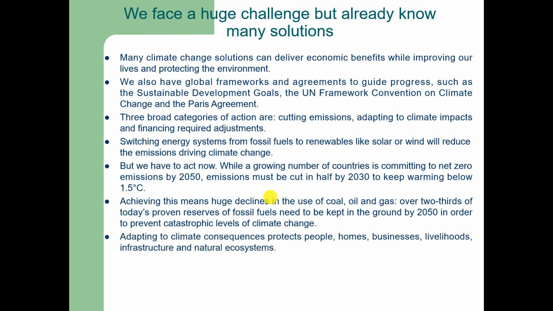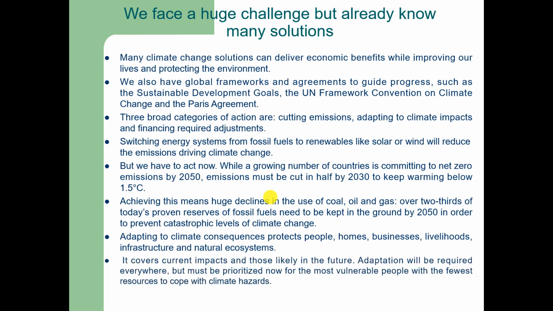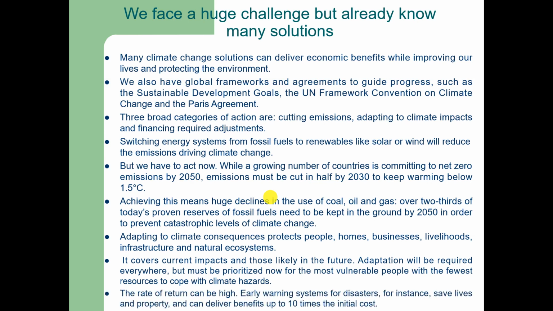Adapting to climate consequences protects people, homes, businesses, livelihoods, infrastructure, and natural ecosystems. It covers current impacts and those likely in the future. Adaptation will be required everywhere but must be prioritized now for the most vulnerable people with the fewest resources to cope with the climate hazards. The rate of return can be high.